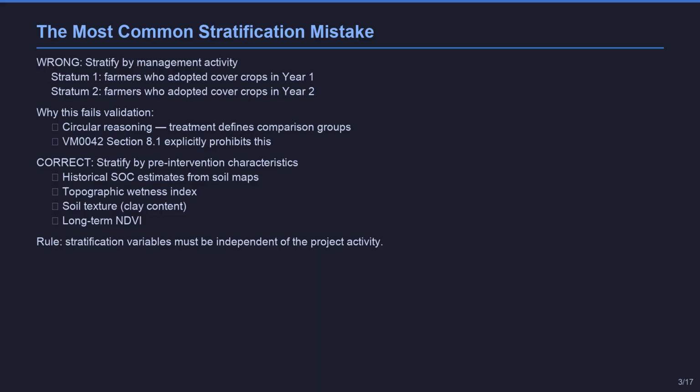VM0042 Section 8.1 explicitly requires stratification based on pre-intervention characteristics that are independent of the project activity. The right variables are things like historical SOC estimates from satellite-derived soil maps, topographic wetness index, soil texture, long-term NDVI, things that existed before your project started, and that predict where SOC will be high and where it will be low. That's the core requirement. If stratification variables correlate with what you're doing to the land, the VVB will reject it.